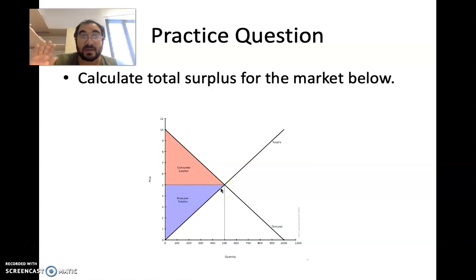And if you have a trapezoid, it might change, by the way, but if you have a triangle like this, then you can calculate the total market surplus directly without calculating consumer and producer surplus separately. In this case, it is 10 times 500 divided by 2, which is $2,500, I believe.